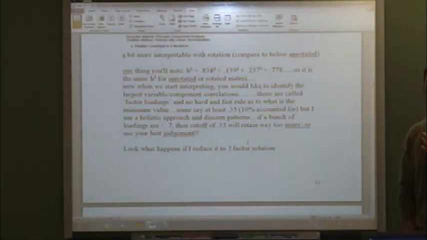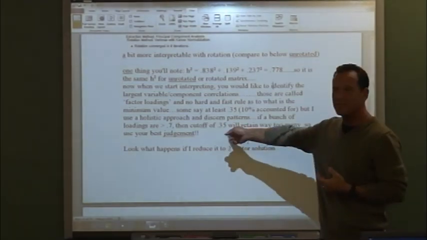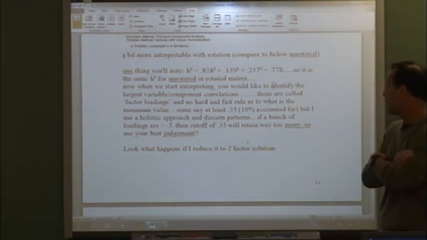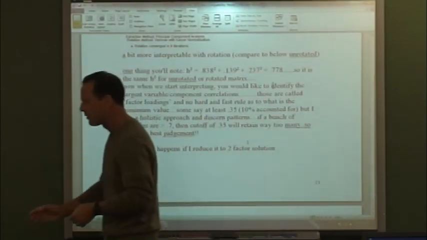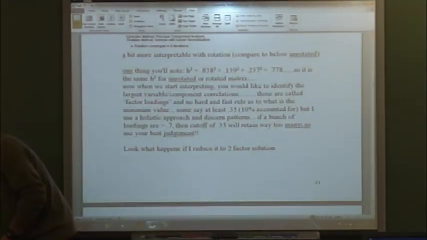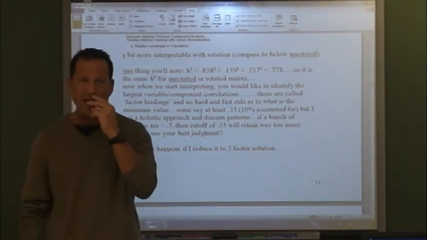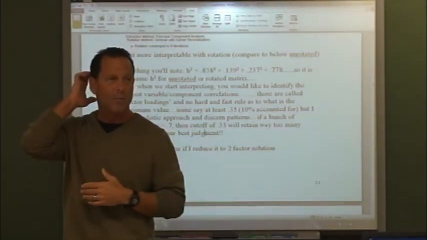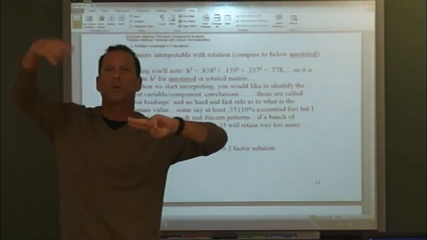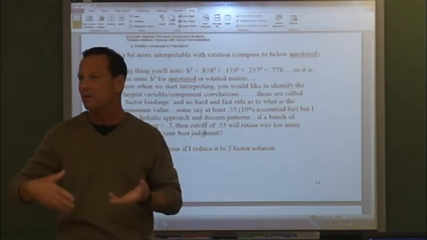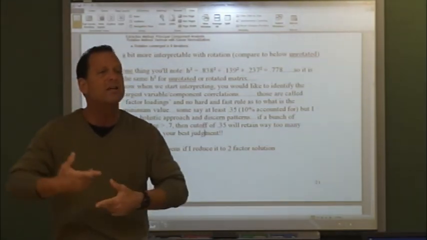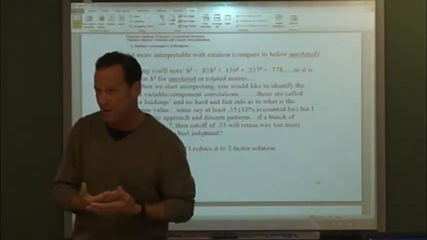But what I do, everybody, with factor analysis, I use a very holistic approach. If a bunch of loadings are greater than 0.7, then a cutoff of 0.35 is way too liberal. We'll retain way too many items. So use your best judgment, everybody. Look at the solution, kind of like thinking about the diagnostics for regression. Yes, you could use Cook's distance of 1.0, but what if two people had a 0.7 and the next were 0.1? Common sense would dictate, let's look at those top two and see what's going on, see why they're anomalous. Same with factor analysis, everybody.